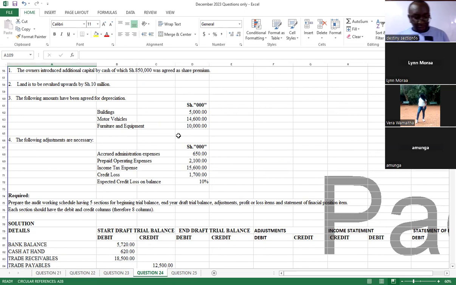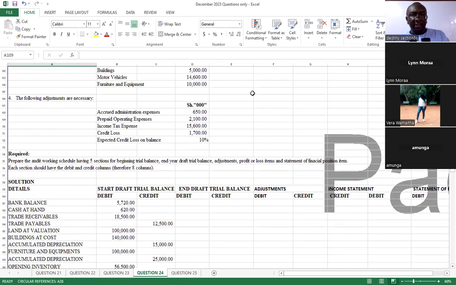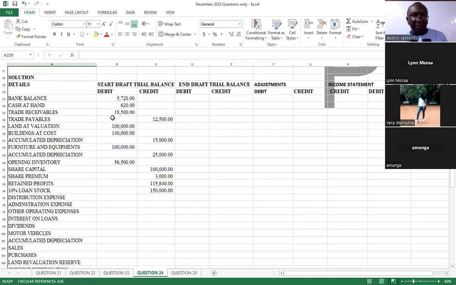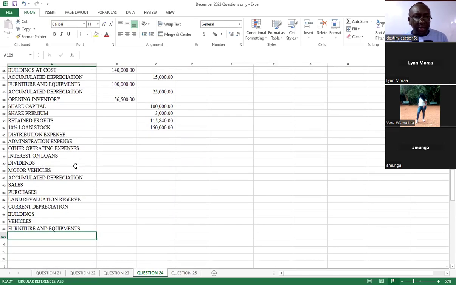The next thing that we need to see is these adjustments. The following adjustments are necessary. We are told accrued administration expenses. So what we have is an account for the administration expenses. We already have it here, but we do not have the accrued. So we have to put it here, accrued administration expenses.